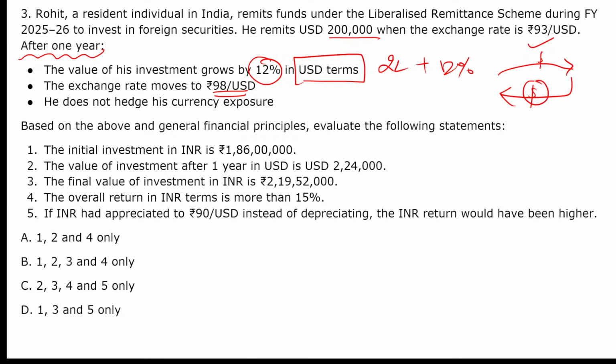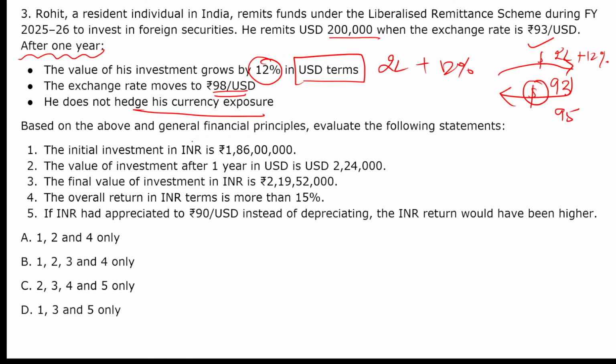Initially he was getting 93, now he is getting 98. He has invested 2 lakhs, and now instead of 2 lakhs, he is getting 2 lakhs plus 12%. He does not hedge his currency exposure. Based on the above general financial principle, evaluate the following statements.